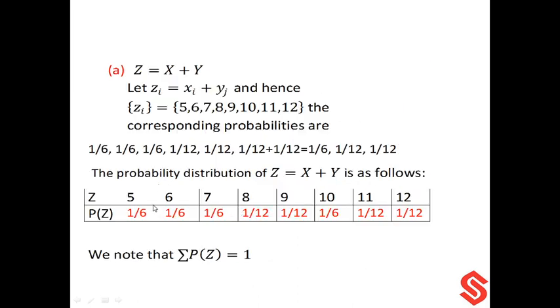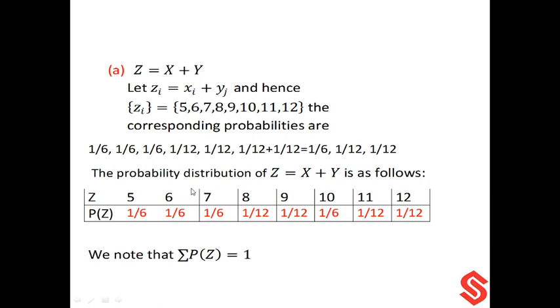So the corresponding probabilities are: for 5 it is 1 by 6, for 6 it is 1 by 6, for 7 it is 1 by 6, for 8 it is 1 by 12, for 9 it is 1 by 12. For 10, twice we are getting the value 10, so the probability is 1 by 12 plus 1 by 12, which is 1 by 6, and for 11 it is 1 by 12, for 12 it is 1 by 12.